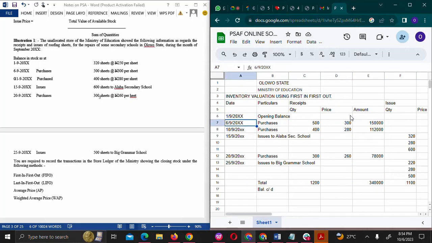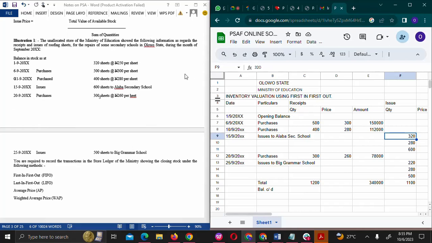Then there was a purchase of 500 times 300, right? And if you do 500 times 300, you have 150,000. Also on the 10th, you have 400 at 280 naira, and that gave me 112,000. So on 15th of September, there was an issue, and the issue was, are we together, please?